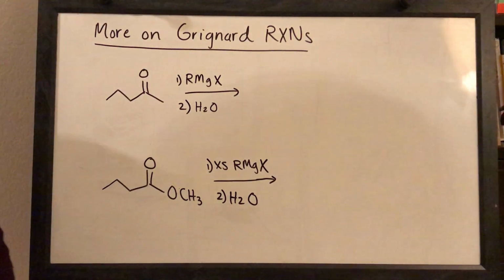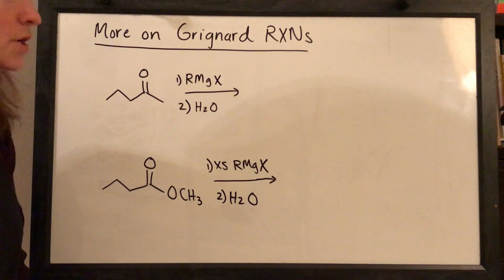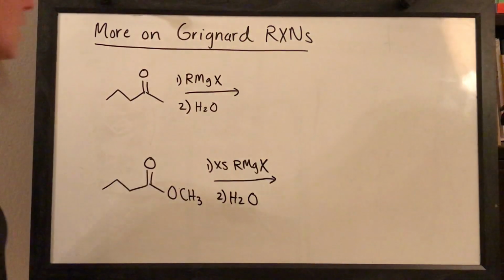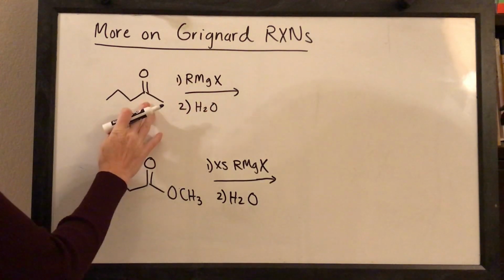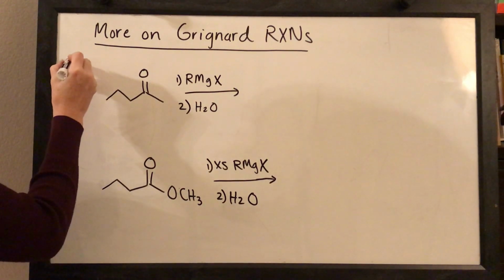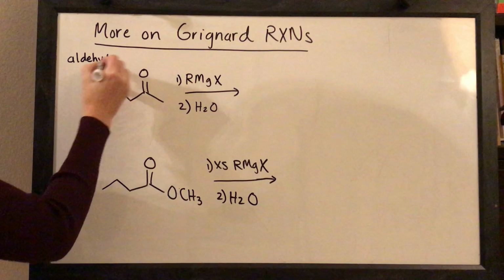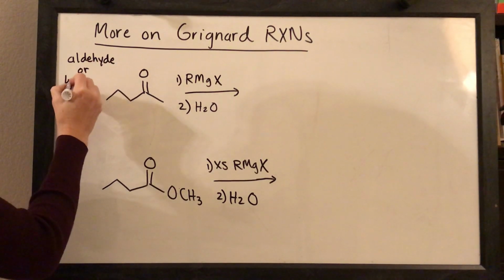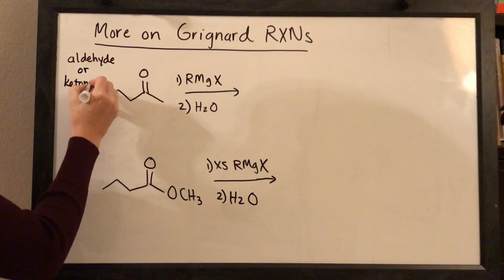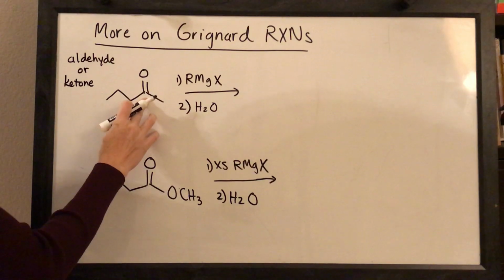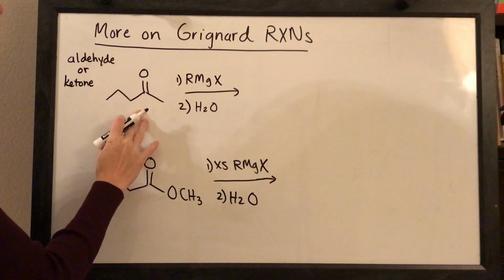So first, let's review how Grignard reactions work. We did this a couple days ago, but just to refresh our memory, a Grignard reagent adds to a carbonyl compound. So if you have an aldehyde or ketone, there's no good leaving group on there. So the Grignard reagent is going to only add once.